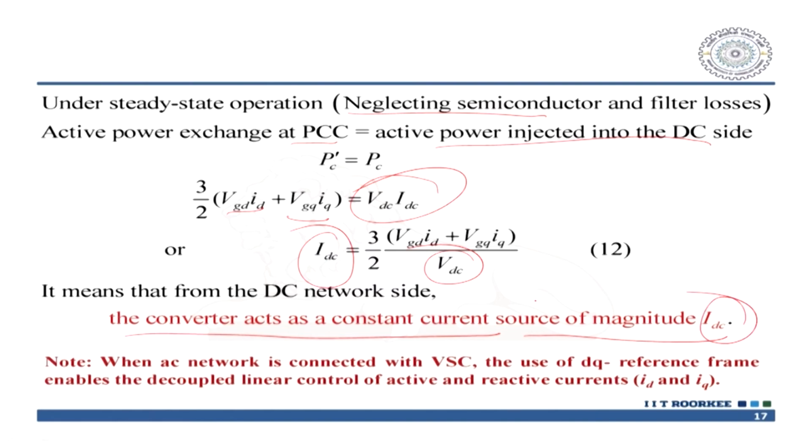And moreover, what you can note here is that the AC network is connected with the voltage source converter. The use of the reference frame enables decoupled linear control of the active and reactive components, Id and Iq. So, we can actively control the values of Id and Iq.